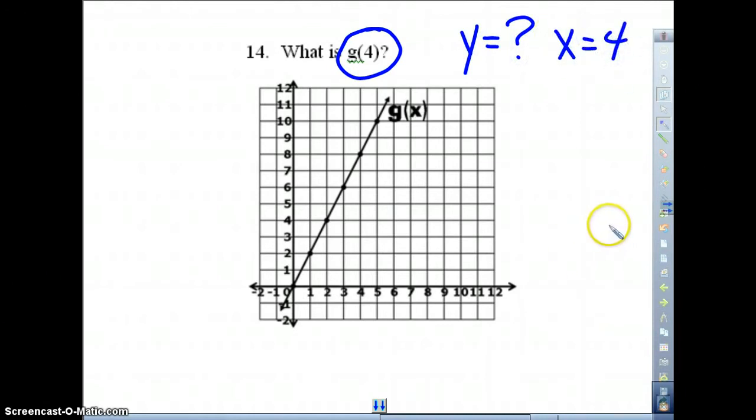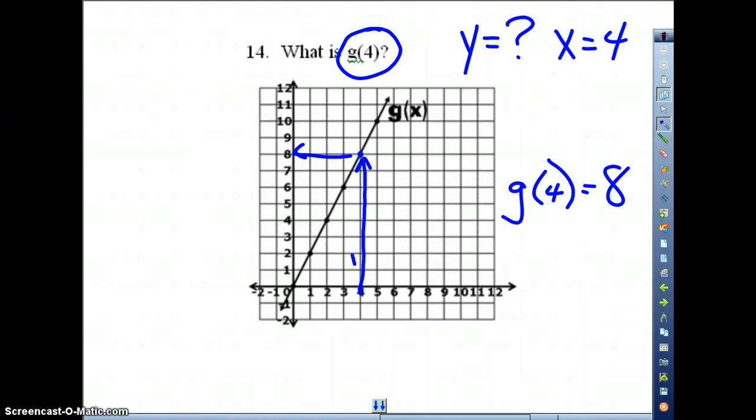I saw one of those on the EOC a couple years ago. I had my fingers crossed that the kids knew what that meant. You guys are going to know what it means. So I'm going to come in at an x value of 4. I'm going to go up to my line, and what's my y value? Yeah, I'm going to come up, go over. So g of 4 equals what? 8. Yeah. It's that easy. You just have to know what they're talking about.